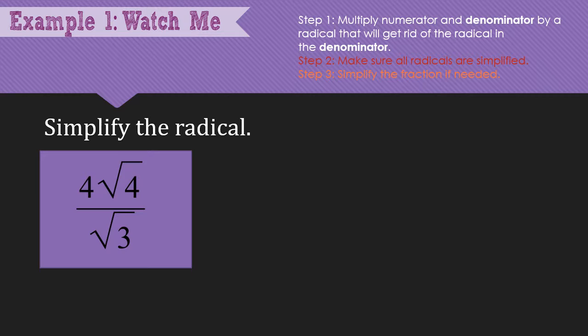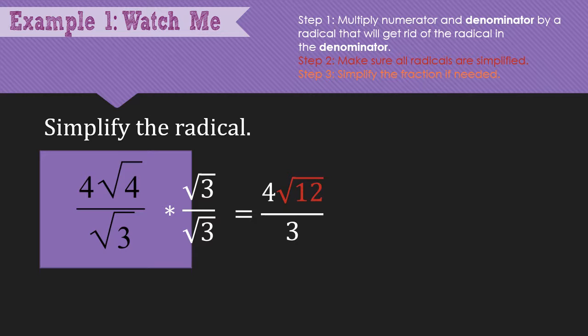Let's take a look at an example. So here I have 4 times the square root of 4 all over the square root of 3. So the first thing we want to do is multiply top and bottom by the radical that is currently making this denominator irrational. And that's the square root of 3. So we multiply top and bottom by that square root of 3. When I simplify that, I'm going to end up with 4 times the square root of 12, because 4 times 3 is 12. That's going to stay inside the square root, all over 3.